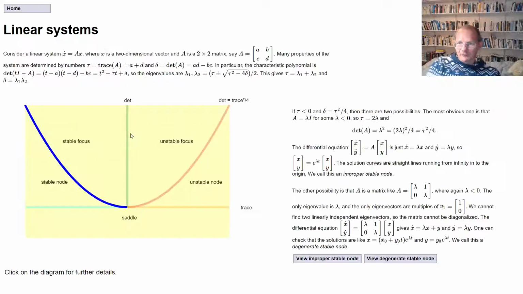But the general picture is, you've got all the different possibilities, the general different qualitative behavior of these linear systems. It's all controlled by these numbers, tau and delta. Tau is the trace of the matrix. Delta is the determinant of the matrix that appears in the differential equation, and the general features of the solutions are given by where tau and delta lie on this little diagram here.